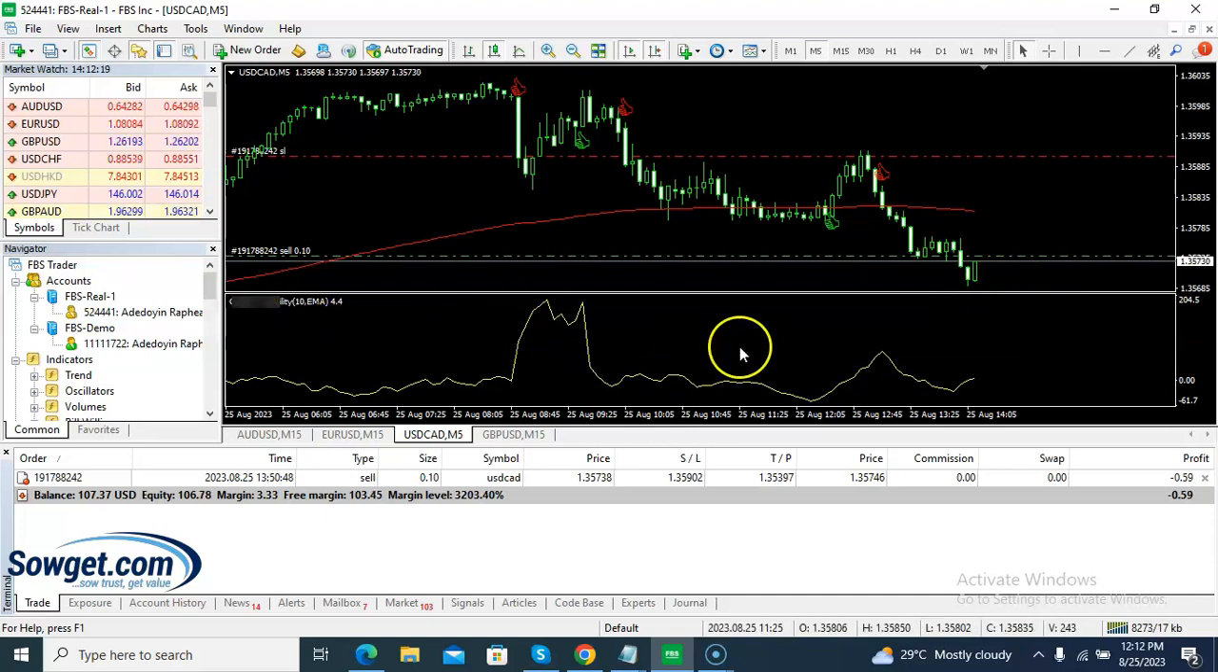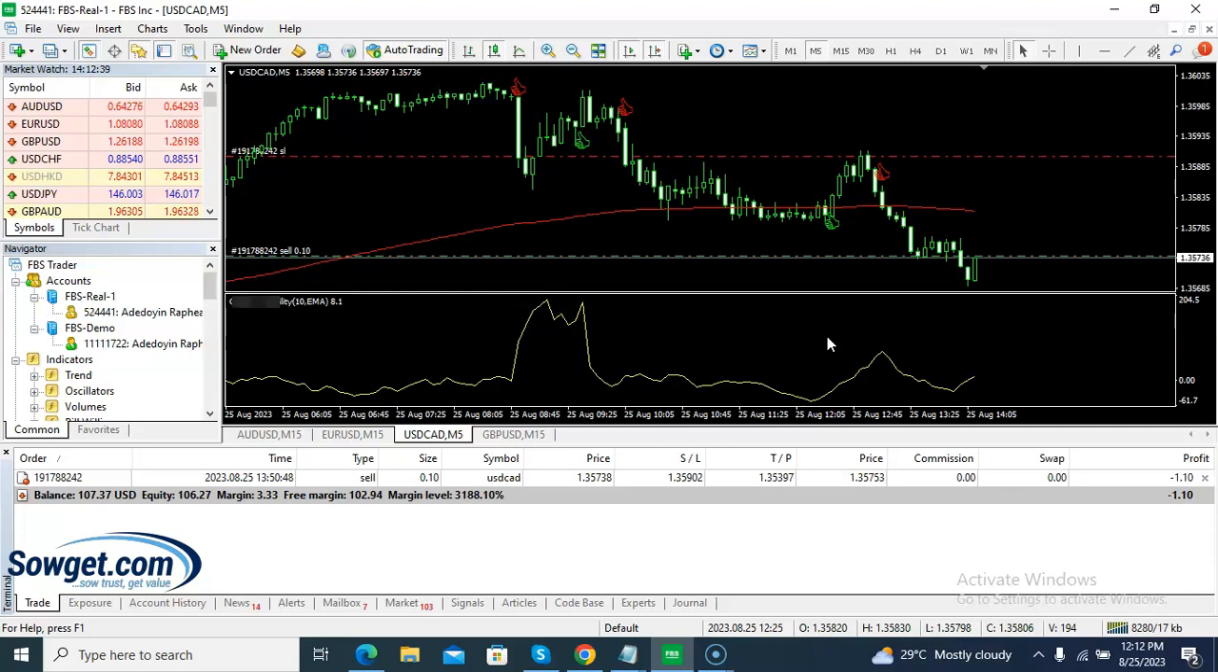So the volatility here, like I said, is good once the number is a positive integer. Now you can see the number is 5.1. Once you have negative values, like a minus in the front, do not take a trade, because it means that the volatility is very low or the market is consolidating.